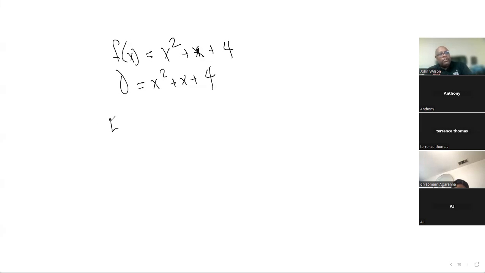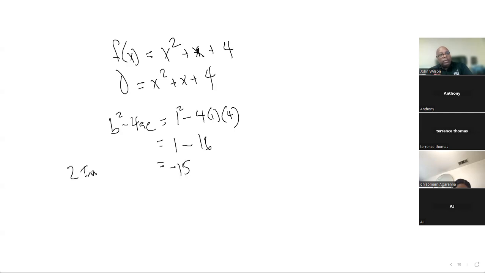Quadratic formula. Let's do b squared minus 4ac first to see if we have an imaginary solution. Well, it's 1 squared, so you can already see 1 and 4, minus 4 times 1 times 4. Oh, I like this one. You get 1 minus 16, which is negative 15, which tells me I have 2 imaginary solutions.